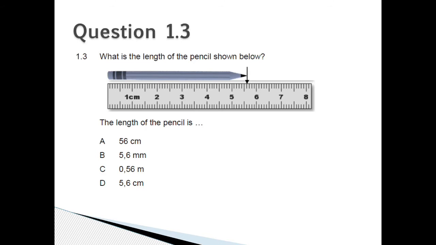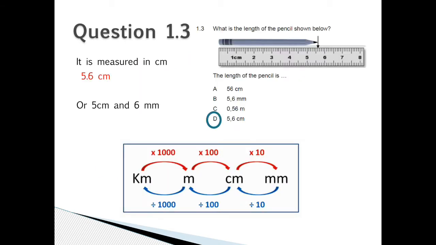What is the length of the pencil shown below? The length of the pencil is A, 56 centimeters, B, 5.6 millimeters, C, 0.56 meters, or D, 5.6 centimeters. The ruler is measured in centimeters, or 5 centimeters and 6 millimeters. So the correct answer is D, 5.6 centimeters.